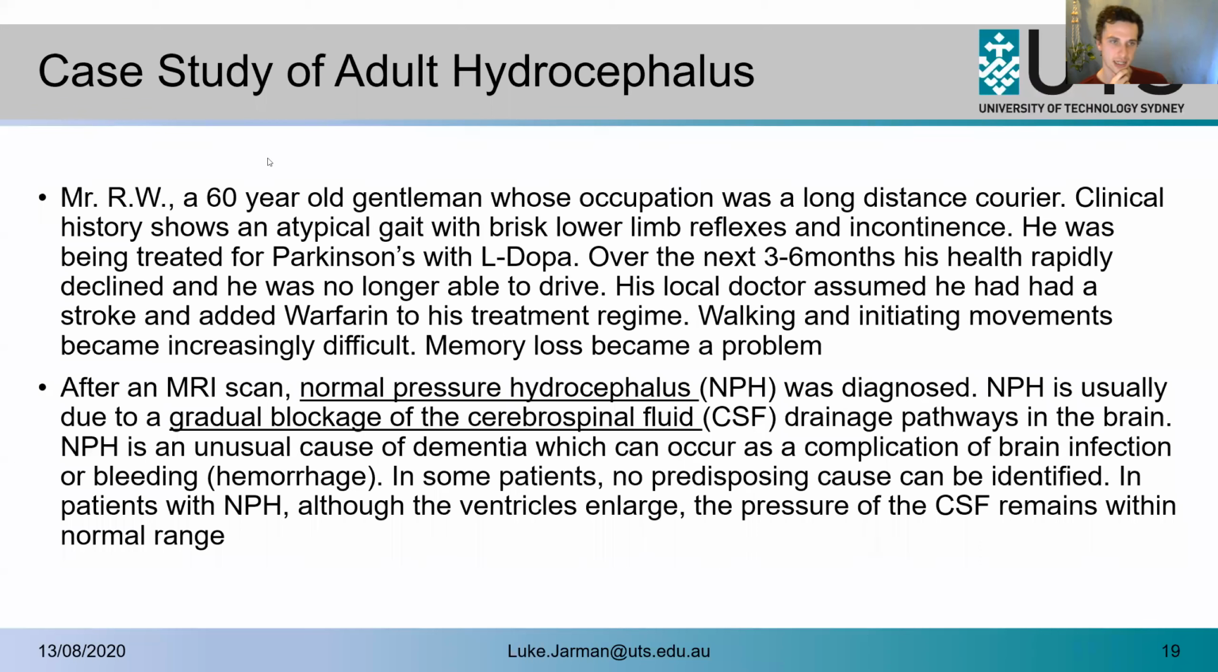It's about Mr. RW, whose name has been redacted. He has a clinical history of an atypical gait with brisk lower limb reflexes and incontinence. He was being treated for Parkinson's with L-DOPA. So L-DOPA is an analog of dopamine. I don't really want to talk about this yet. That's going to be for when we do neurotransmitters.